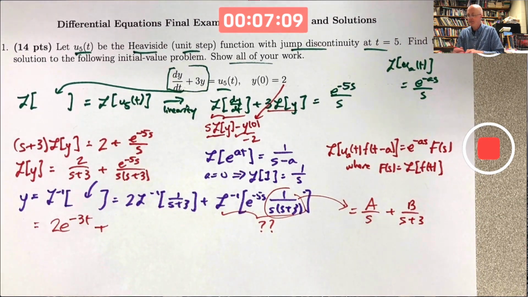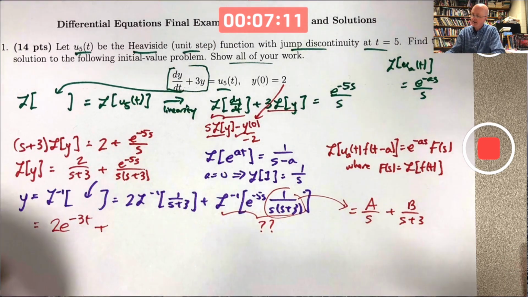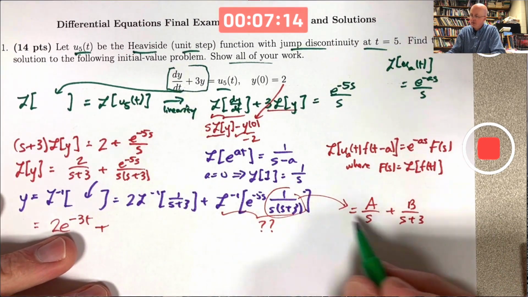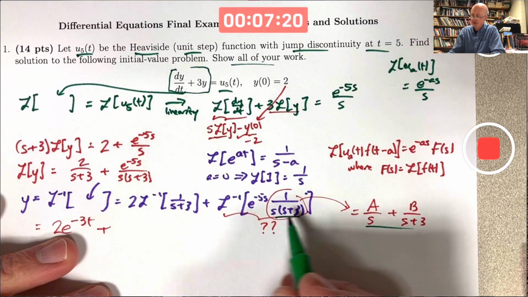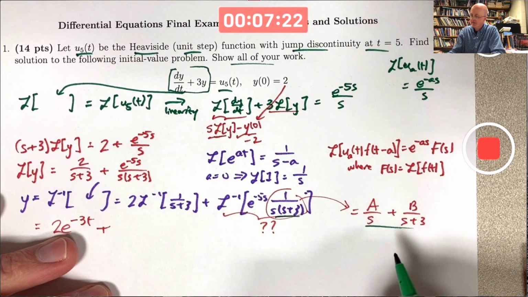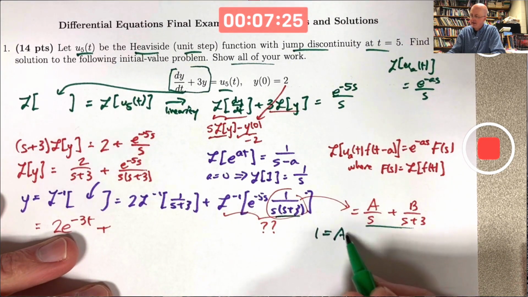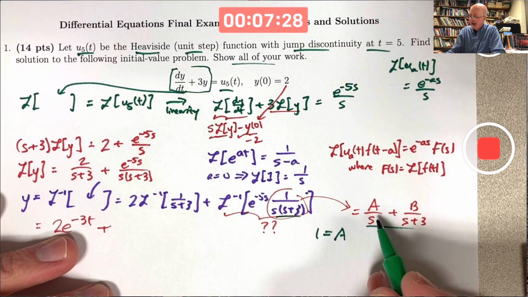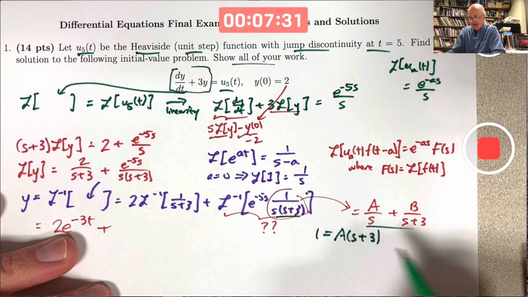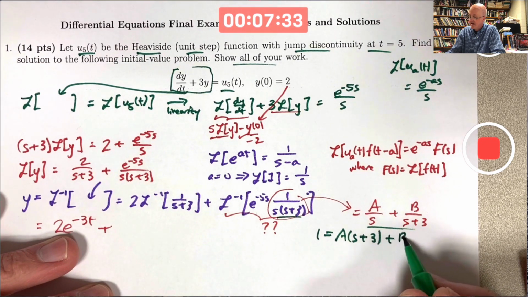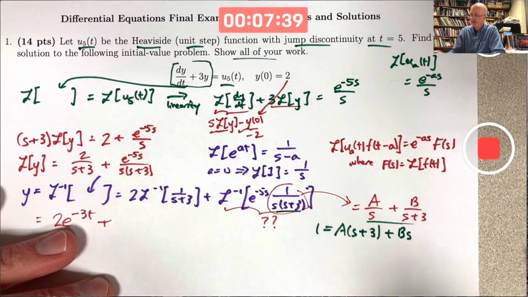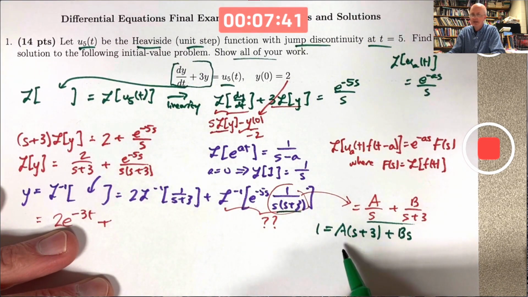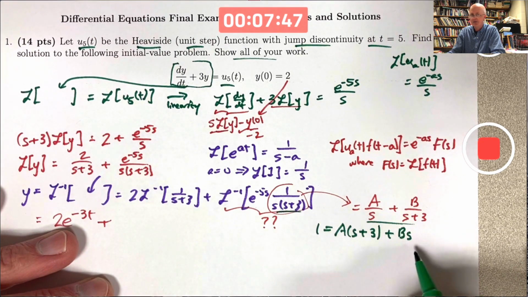Can I find constants A and B where those are equal? Turns out you can. How do you solve for it? Multiply both sides by this common denominator, s times s plus 3. I'm ignoring the e to the negative 5s for the moment. That'll give me 1 equals A times s plus 3, because the s's cancel for the first term, plus B times s, because the s plus 3's cancel with the second. Technically speaking, to be a bit more rigorous, I should expand this out as a linear function, something times s plus a constant, set the coefficient of s equal to 0, because there is no s on the left side, and the constant term equal to 1.